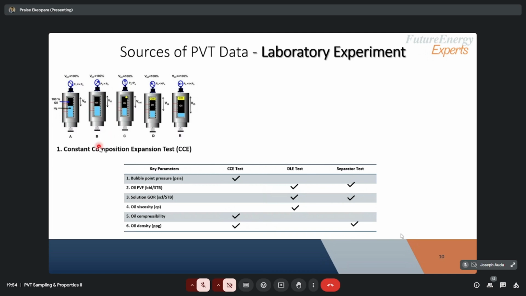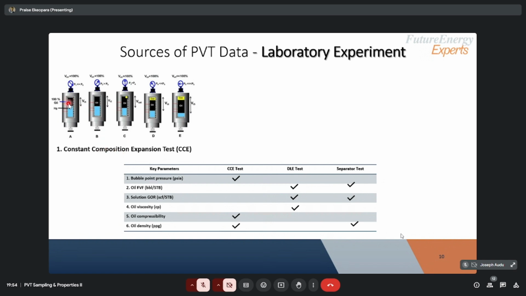And the whole idea of constant composition expansion is that we want to determine our saturation point. So it's a key experiment that must be done, because if we don't know our saturation point, every other experiment we are doing will be baseless, because saturation point is a reference point, a critical point that once you miss it, you can't actually make an informed decision.